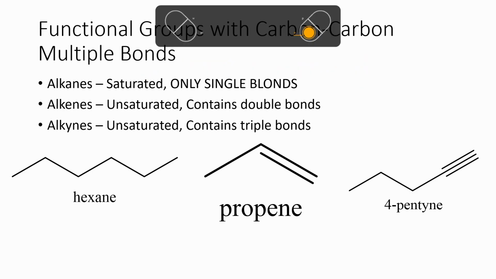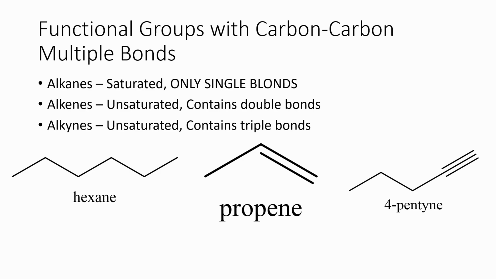Alkenes, on the other hand, are unsaturated, in which they contain double bonds, like our propene. So this is our propene. Alkynes are also unsaturated, and they contain triple bonds. So these are your alkynes.